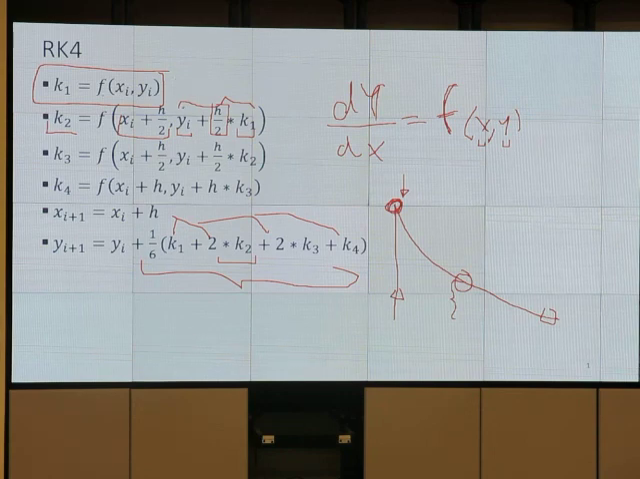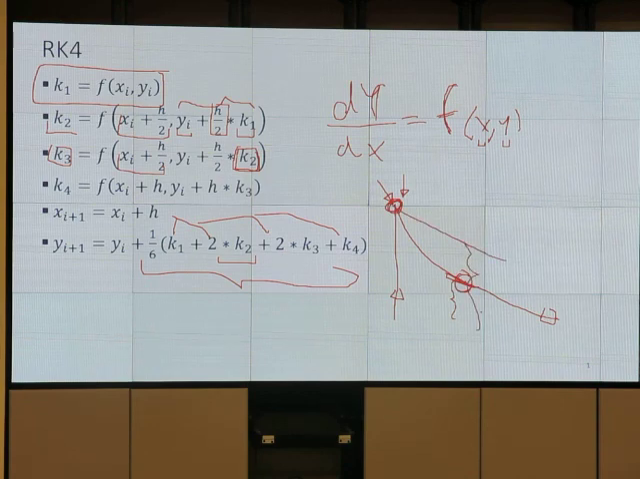So the function may require the value of y. The slope at the middle point may require the value of y. So we have to estimate the value of y, but this time we estimate it based on the slope at the initial point. Now we get the slope at the middle point. Then we use that to calculate k3. We calculate the slope at the middle point again, based on the y value calculated from extrapolation of k2. k2 is the slope at the middle point. So instead of using the slope at the initial point, we use the slope at the middle point to estimate the y value at the middle point. Okay? Then we think it will be better. Then we get k3. k3 is the slope at the middle point.